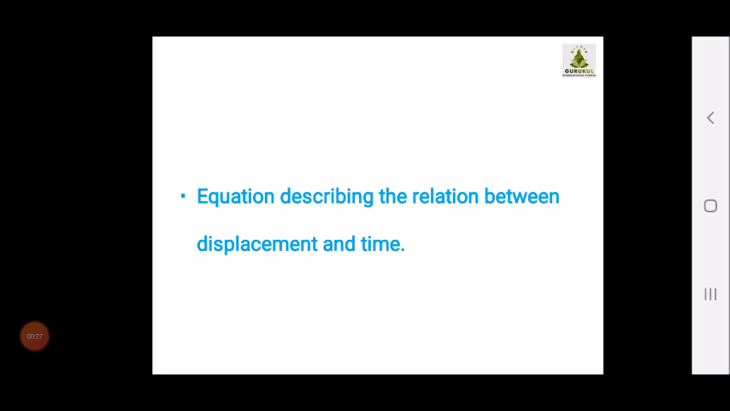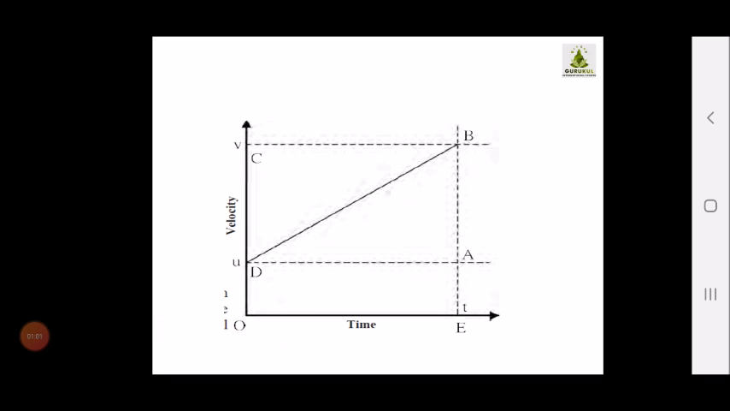Before teaching this part, I just want you to first understand how to study this concept. For studying the equation describing the relation between displacement and time, you have to first practice it. It is nothing, only mathematical equations, so there is no reason to be tense. Just focus on what your teacher is saying, practice it, and you will be able to understand.